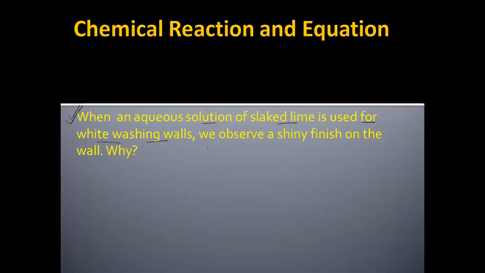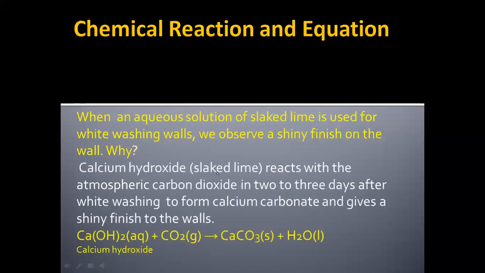Now the question arises, why does the wall acquire a shiny finish? What's the reason? In this case, you can simply write the reason for that. The reason is slaked lime is calcium hydroxide. It reacts with atmospheric carbon dioxide. When you apply it on the wall, it reacts with atmospheric carbon dioxide, and in two or three days there would be the formation of calcium carbonate, and that gives a shiny finish to the wall, right?